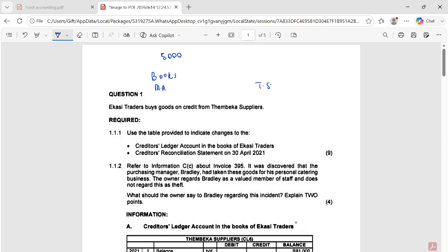When I buy on credit, I'm going to be issued an invoice, right? It shows that I bought on credit, and it increases the debt. I'm going to start by saying, okay, I owe them 5,000. I'm going to write 5,000 here because I owe them, and they also have to write 5,000 to show that this customer owes us 5,000.